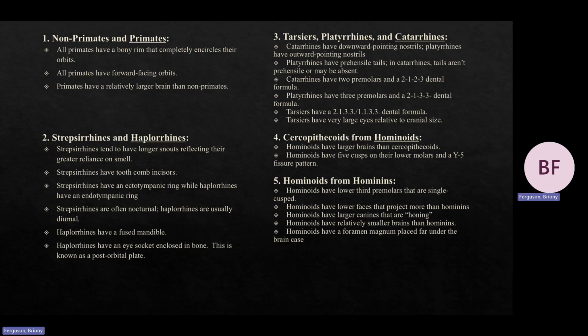So when you're trying to decide if something is a non-primate or a primate, you can tell because all primates have a bony rim that completely encircles their orbits. This is the eye orbital. All primates also have forward-facing orbits. So we have forward-facing eyes. And then we have a relatively large brain compared to non-primates.